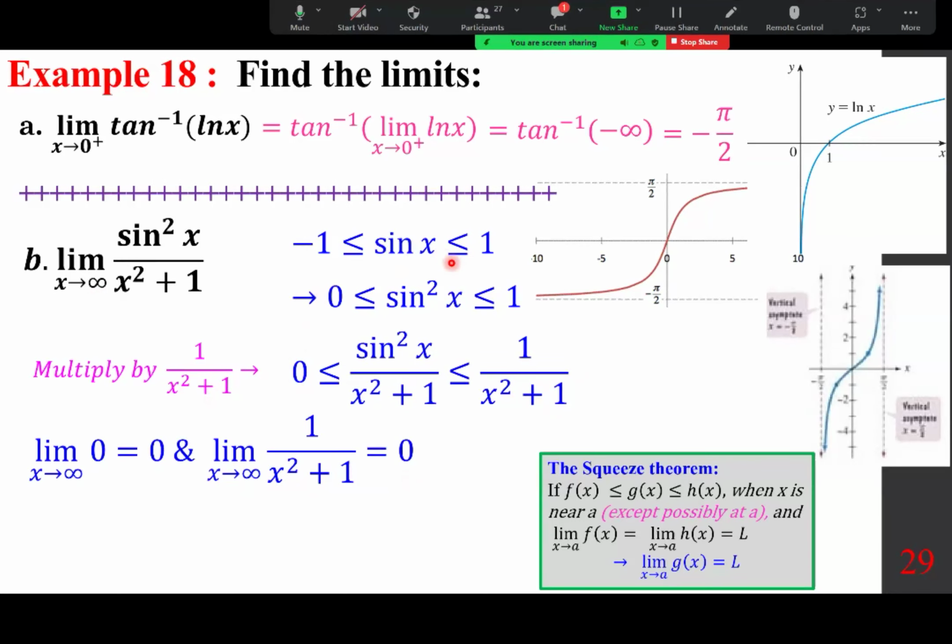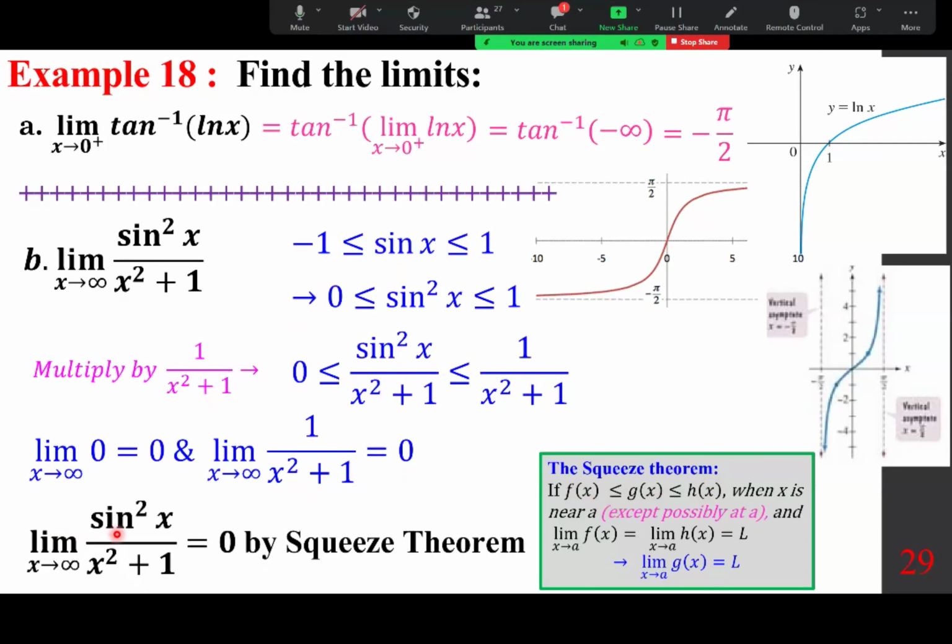So if the left and right, f of x and h of x, result in the same thing, the middle one also, by the squeeze theorem, the limit of sine squared over x squared plus 1 as x approaches infinity is 0. And you must mention why: by the squeeze theorem.